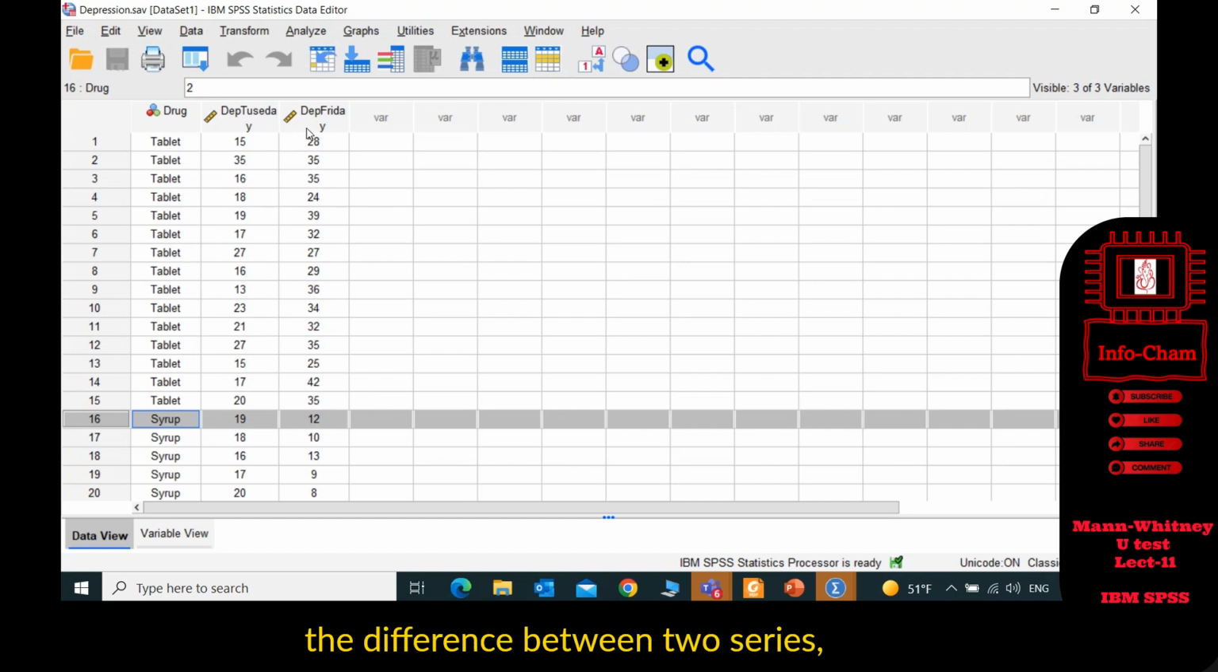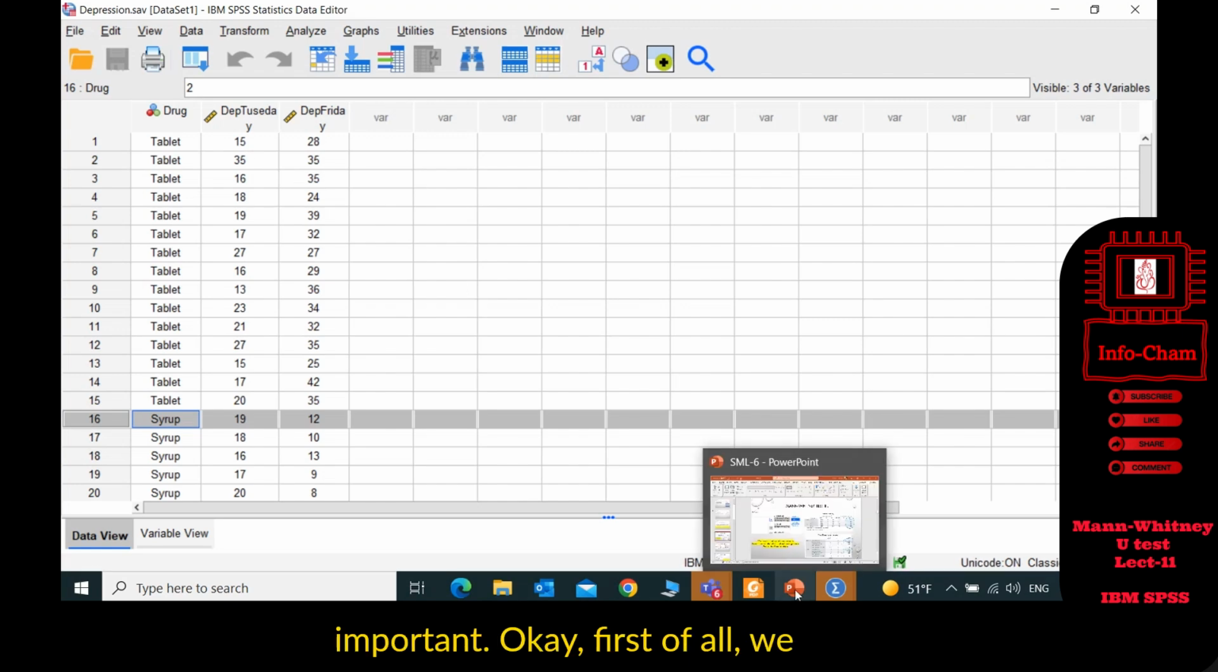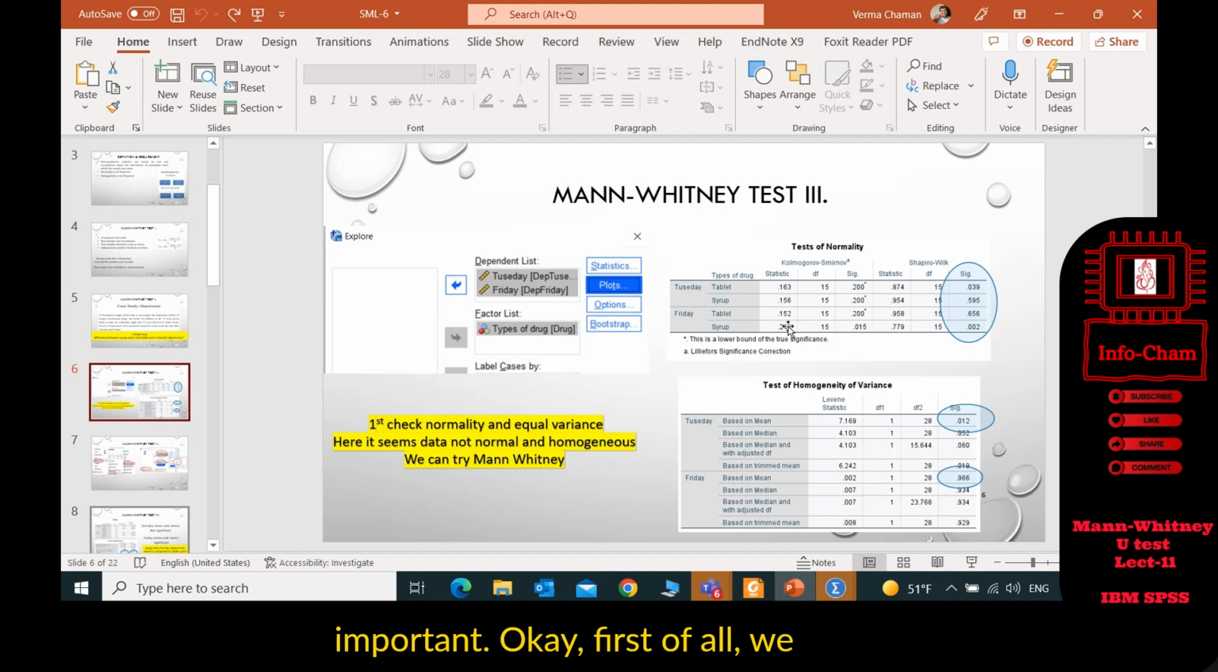So we want to check the difference between two groups based on the drug, right? It is actually our t-test situation, right? But here we have to use the Mann-Whitney test, which is important. Okay, first of all, we have to check the normality, right?